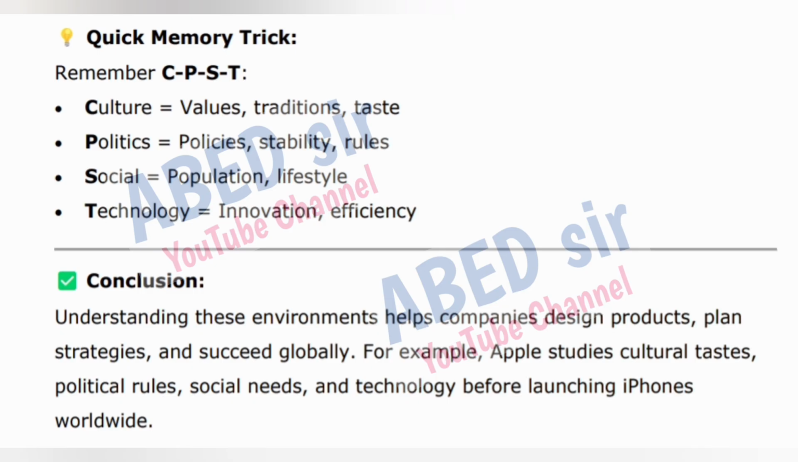Conclusion. Understanding these environments helps companies design products, plan strategies, and succeed globally. For example, Apple studies cultural tastes, political rules, social needs, and technology before launching iPhones worldwide.